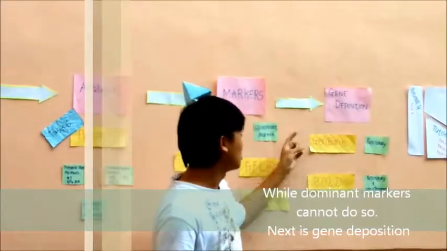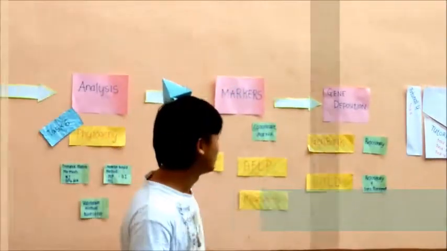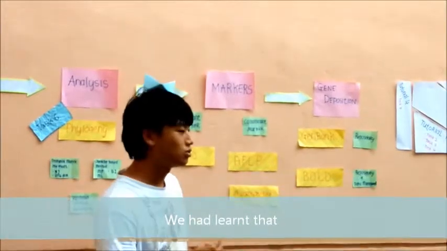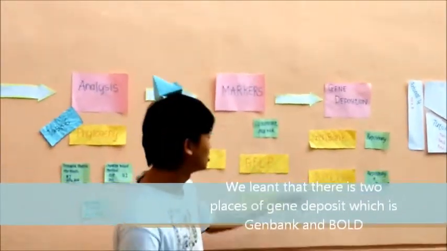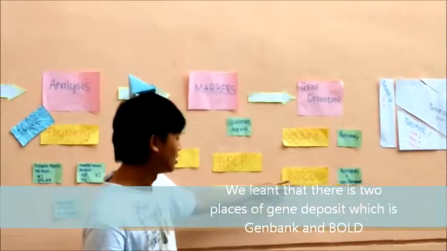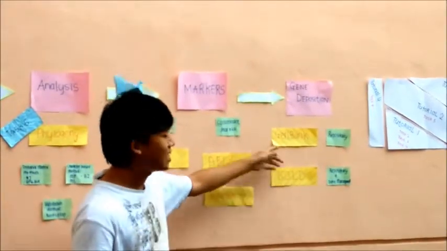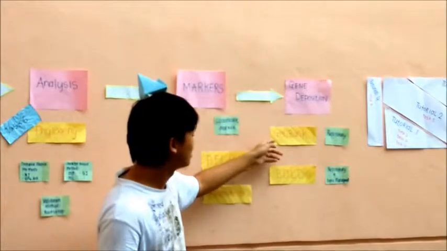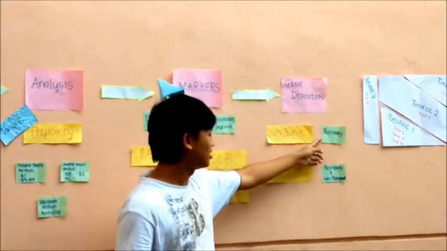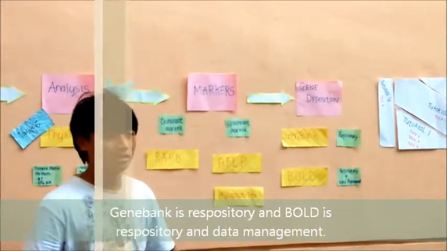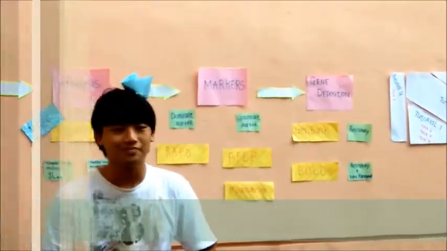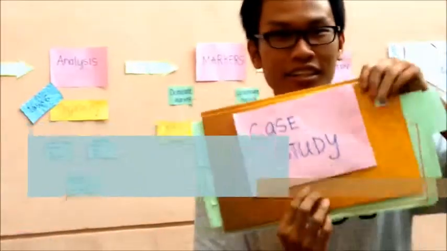And next is the gene deposition. In the lecture, we have learned that there are 2 places for the gene to deposit, which is GenBank and BOLD. GenBank is a repository, while BOLD is a repository and data management. That's all. Coming up next is the case study.